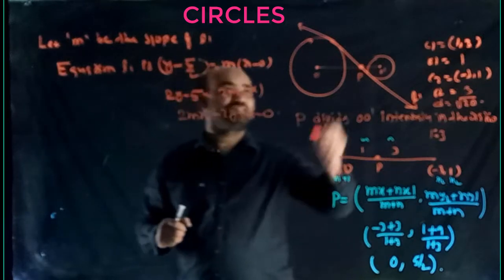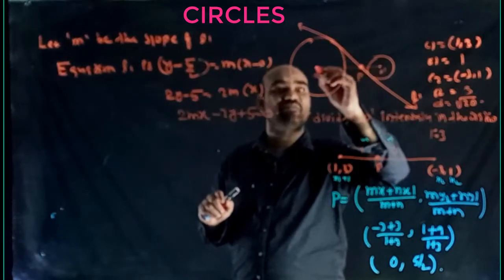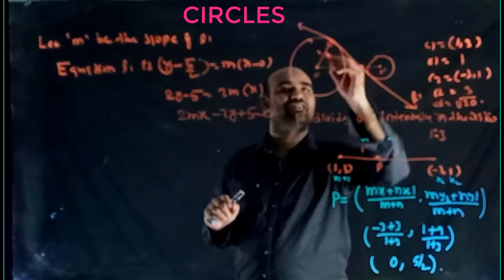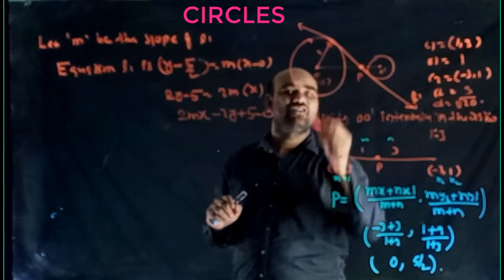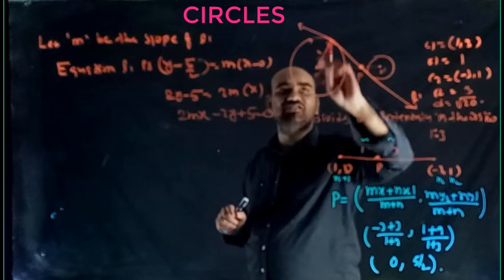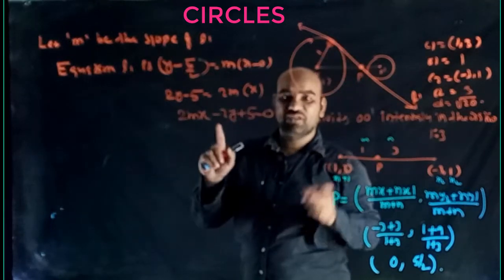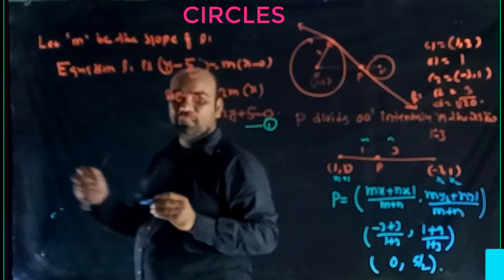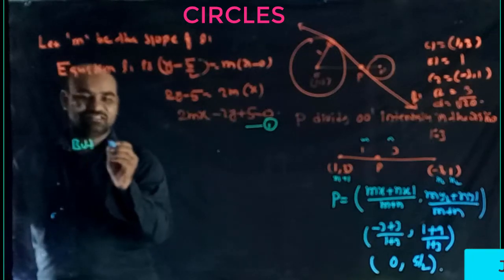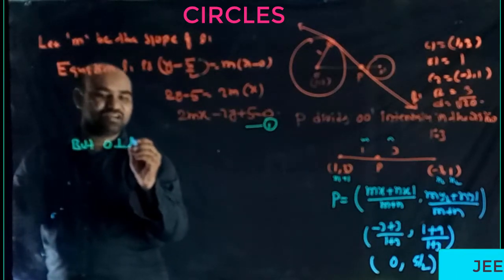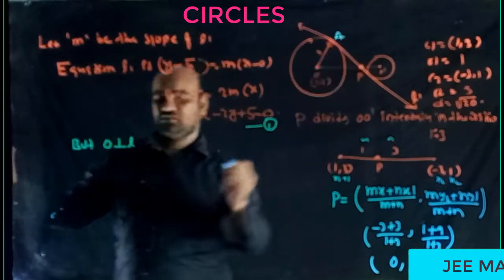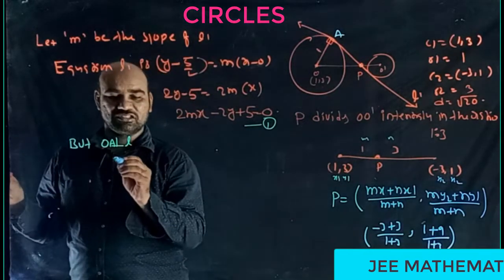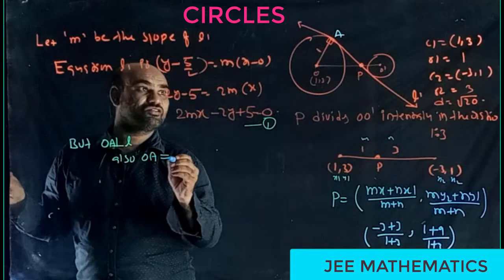Interesting thing is, the distance from this center to the line is nothing but 1. What is the center here? (1, 3). By using the distance formula, I can find the distance from this center to that line, equating to 1. You get the m value, and from that you get the equation of the straight line. This is the equation of L1. Here OA is perpendicular to L, so the perpendicular distance OA is equal to 1.